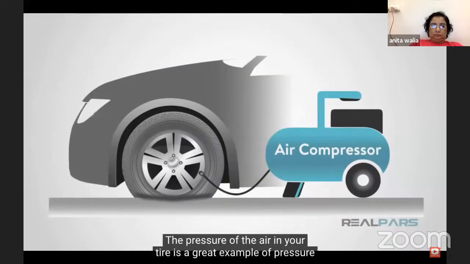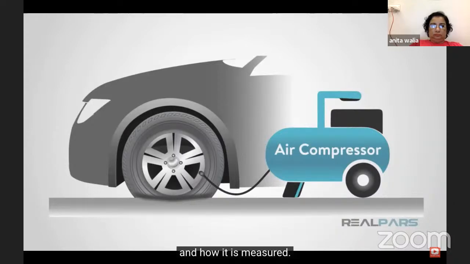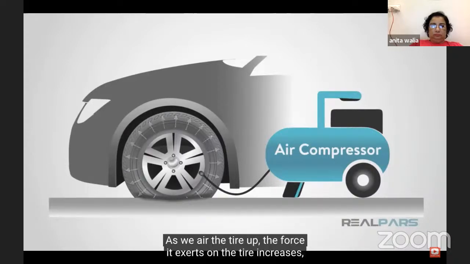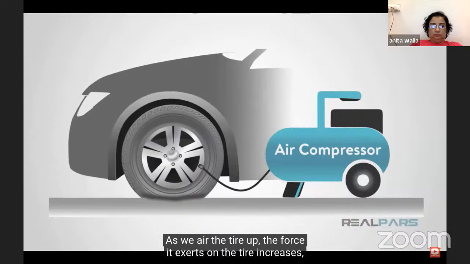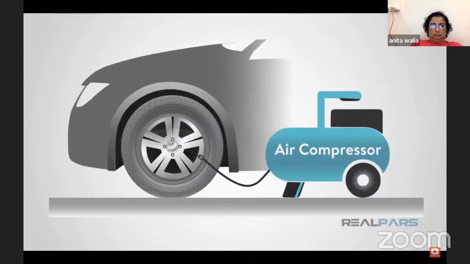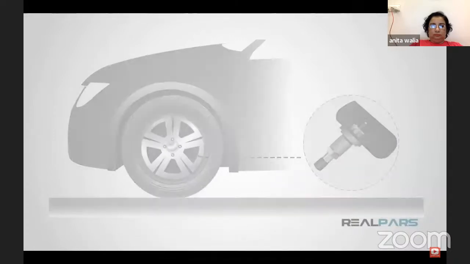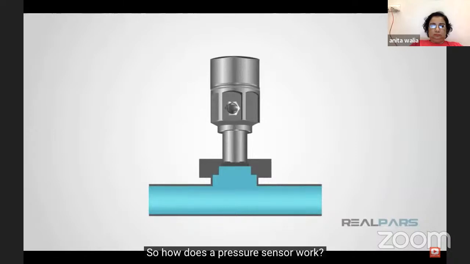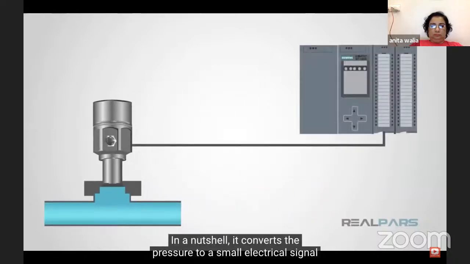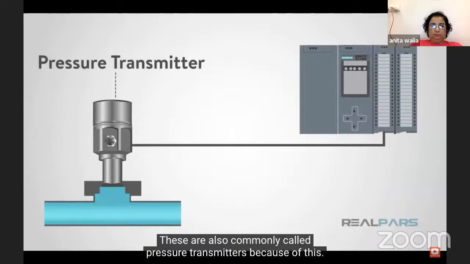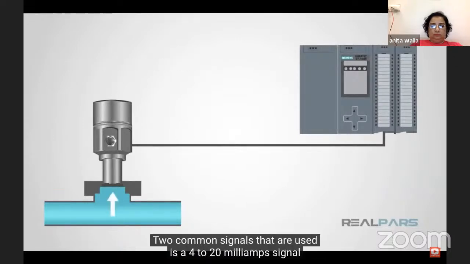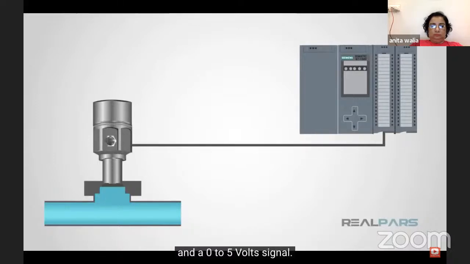The pressure of the air in your tire is a great example of pressure and how it's measured. As we air the tire up, the force it exerts on the tire increases, causing the tire to inflate. This is monitored with a pressure sensor inside the tire on newer vehicles. So how does a pressure sensor work? In a nutshell, it converts the pressure to a small electrical signal that is transmitted and displayed. These are also commonly called pressure transmitters because of this. Two common signals that are used are a 4 to 20 milliamp signal and a 0 to 5 volt signal.